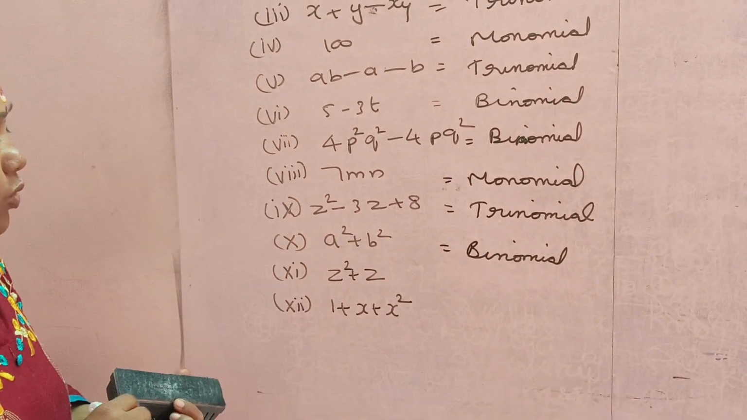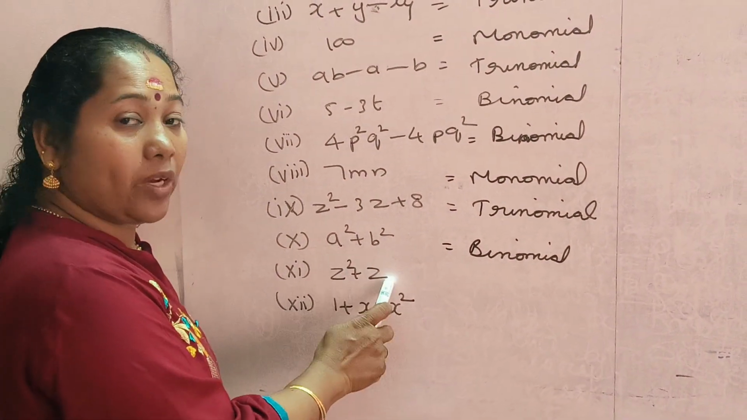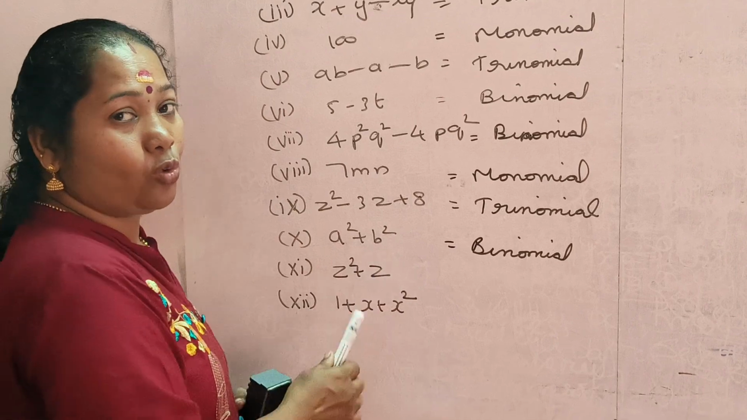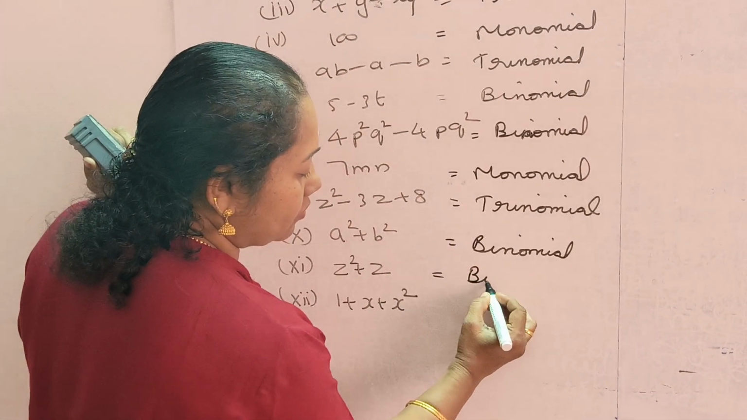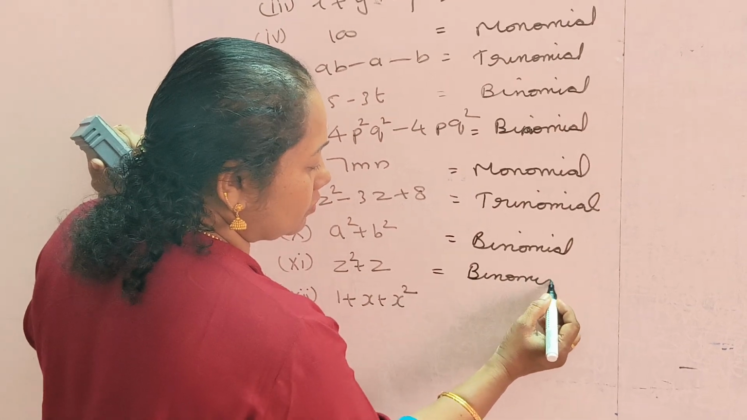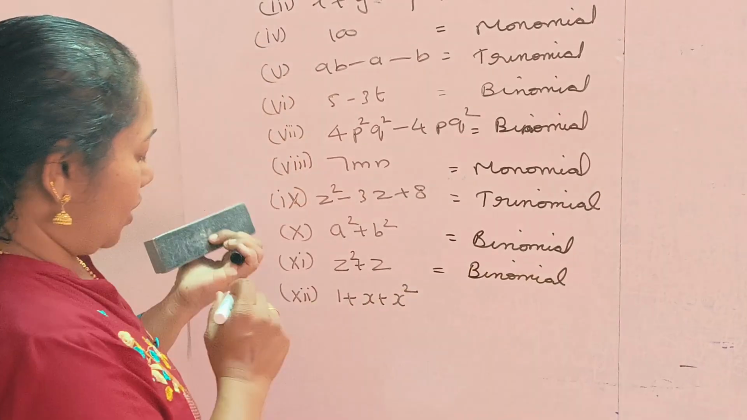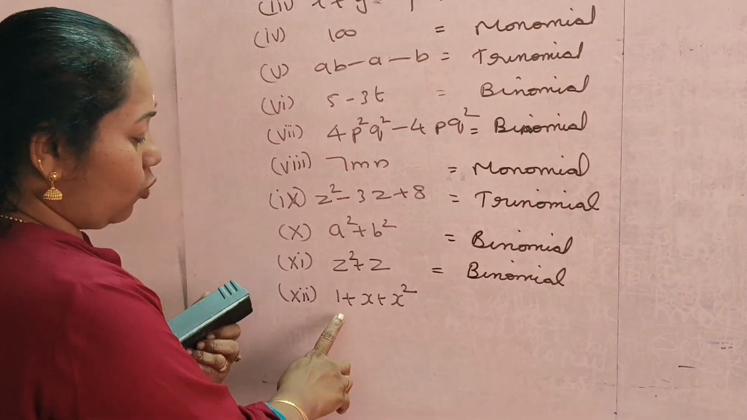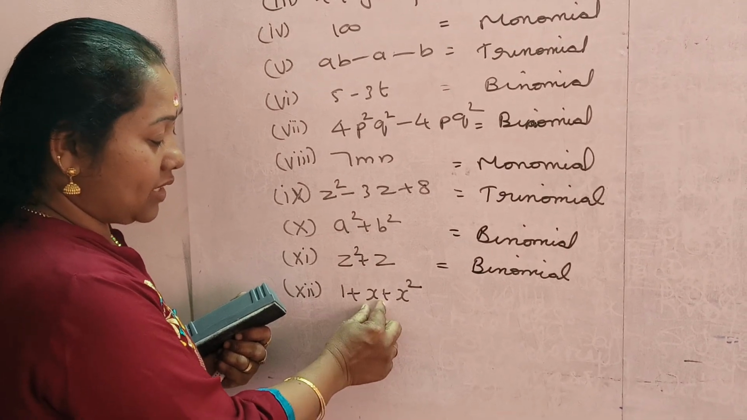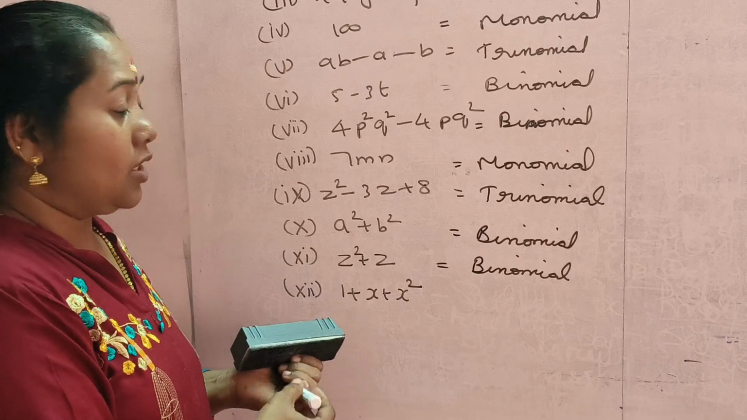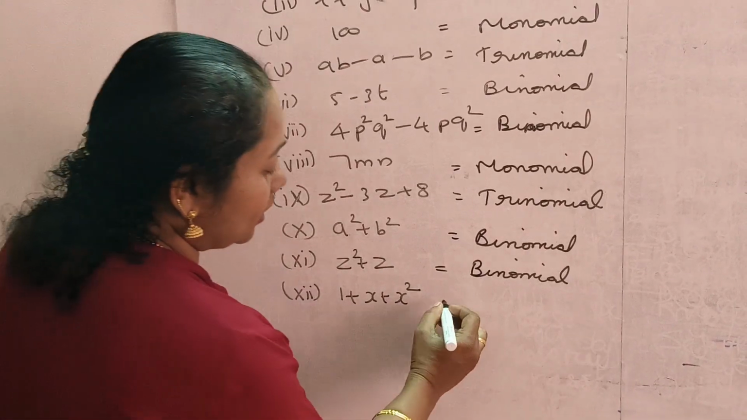And z squared plus z. 2 terms are there, z squared and z. So 2 terms means that's a binomial. Now, next one, 1 plus x squared. 1 is one term, x second term, x squared third term. So 3 terms are there, so it's a trinomial.